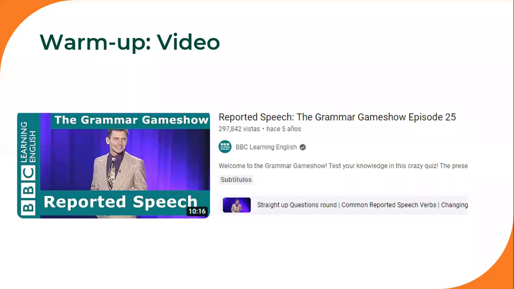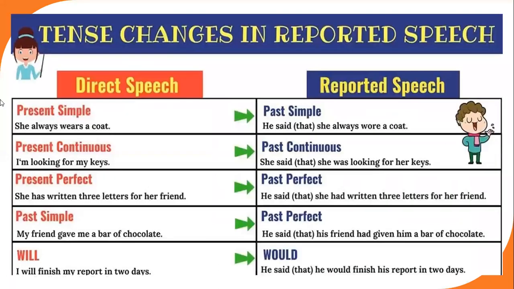All right, let's look at the examples here in the chart. I have some more examples to help us understand it a bit better. So let's read the examples one by one. Let's start with Gerson. Can you read the first one? For present simple, what is the reported version?